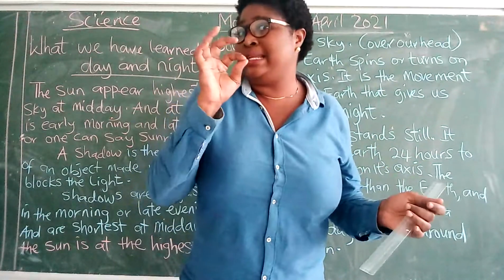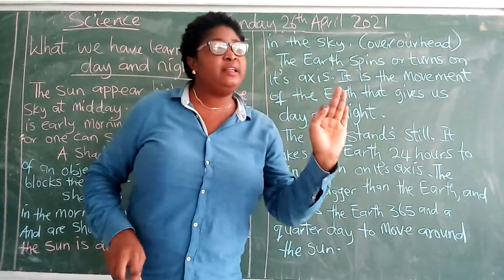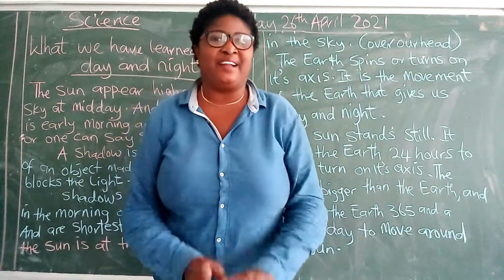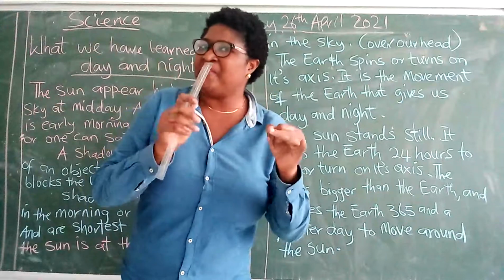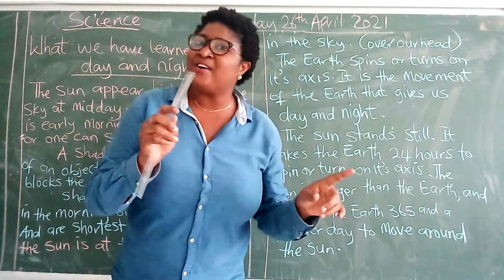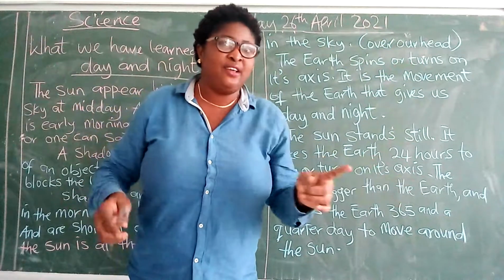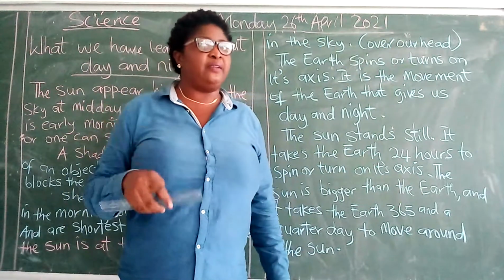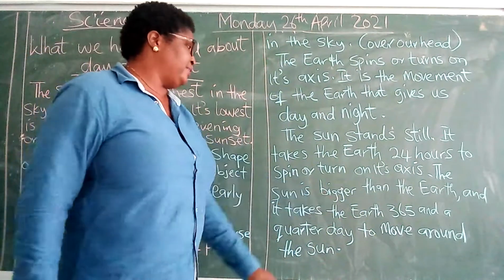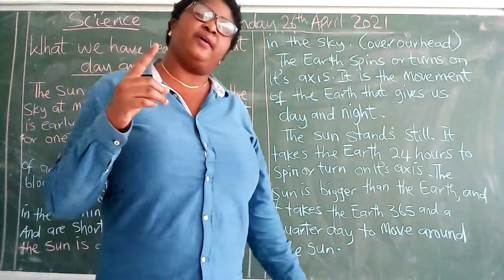365 and a quarter days to turn around the sun, making it 1 year. If you listen to teacher's voice note, that's when teacher started counting the 12 months that make a year. January, February, March, April, May, June, July, August, September, October, November, December makes 1 year. That's how long it takes the earth to spin around the sun. Okay? Take note of that. So it takes the earth 365 and a quarter days to move around the sun.